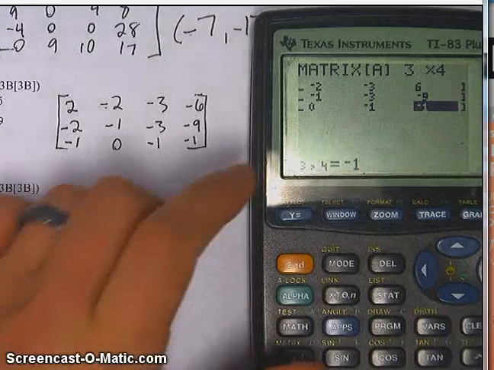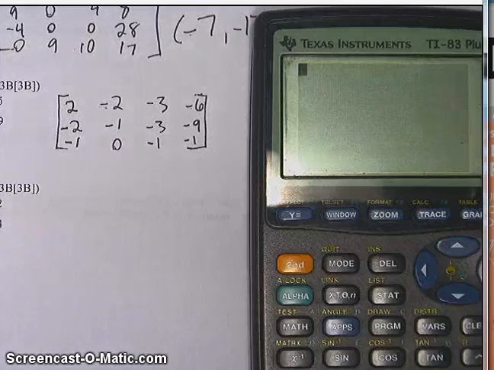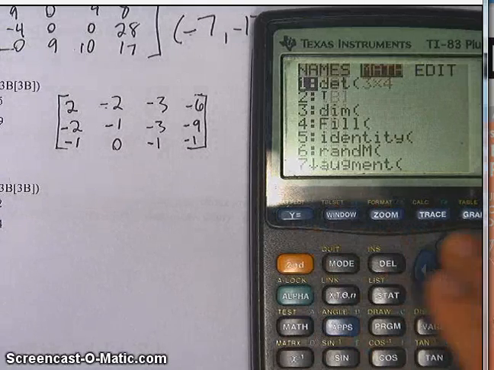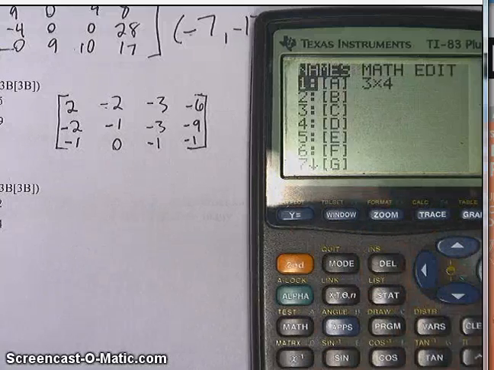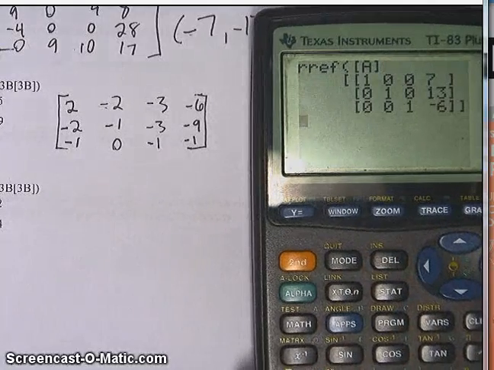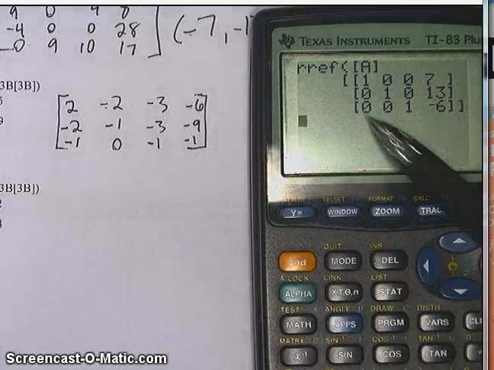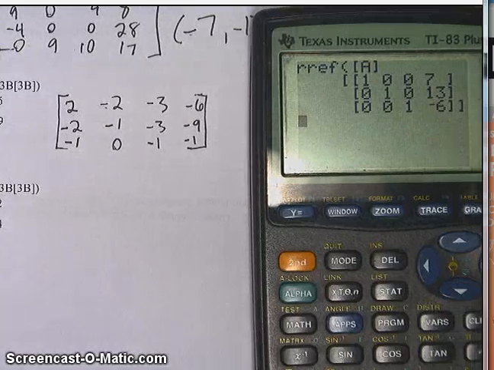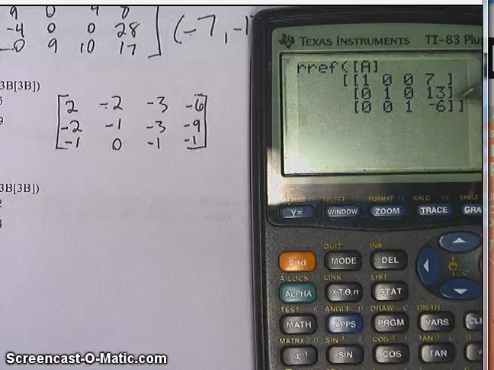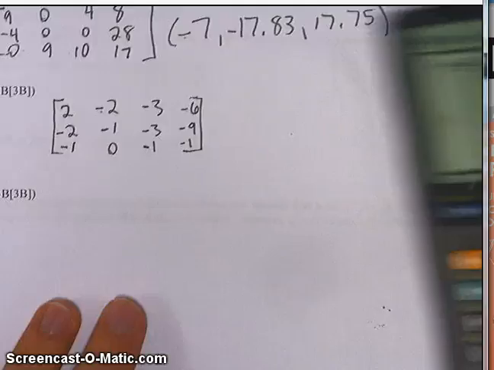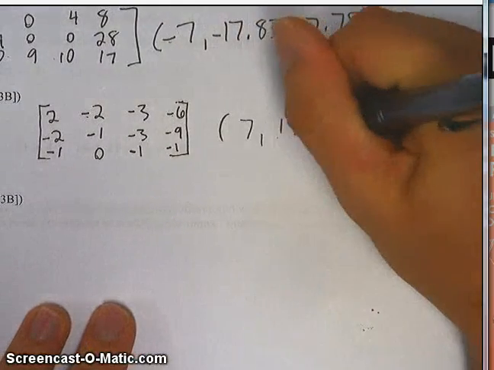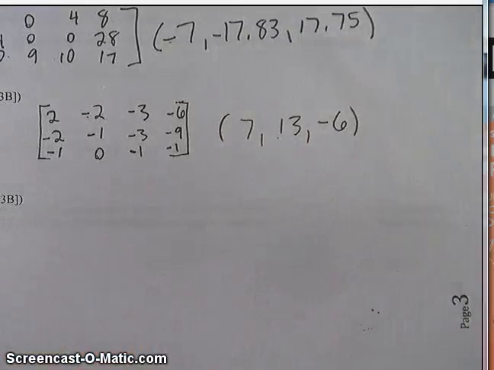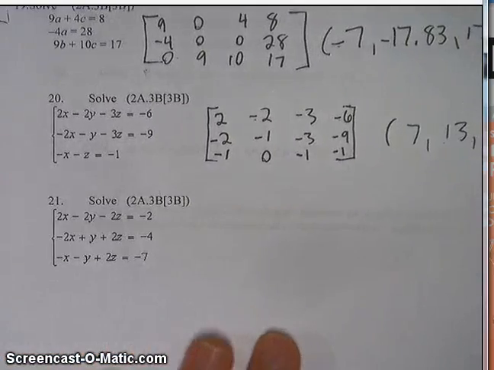And at this point we want to quit out, second quit, go back to the matrix screen, over to math, up to B, second matrix, enter on A, and I've got this nice identity matrix right here, which means I have a solution. X equals 7, y equals 13, z equals negative 6. I'm going to write that as a coordinate point. And that's the answer to number 20.